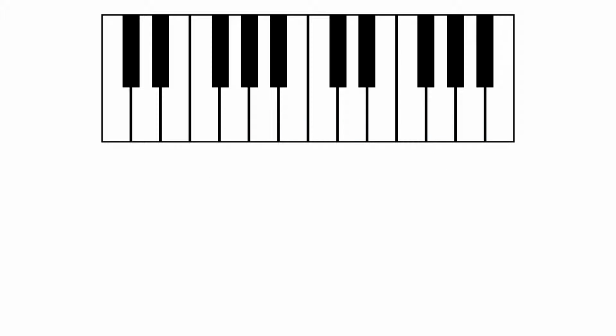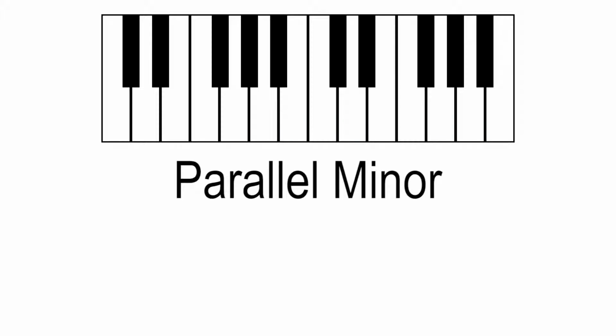The other way a minor scale can relate to a major scale is if it is the parallel minor. This one is a little more confusing because it doesn't use the same notes as the major scale, but it starts on the same note. To find the parallel minor in C major, we immediately know it will be C minor because we start with the same note.